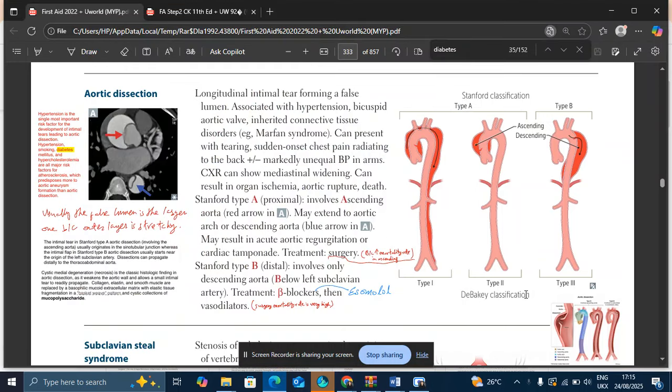My name is Dr. Hamid and today's topic of discussion is aortic dissection, a very high yield topic for USMLE Step 1 and Step 2 preparation. Okay, now we'll start with the definition.